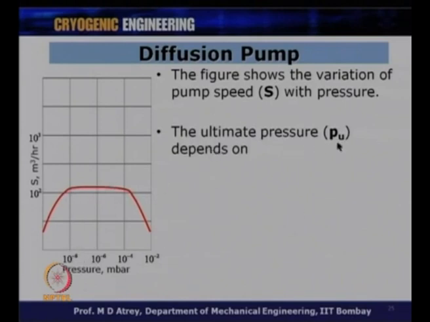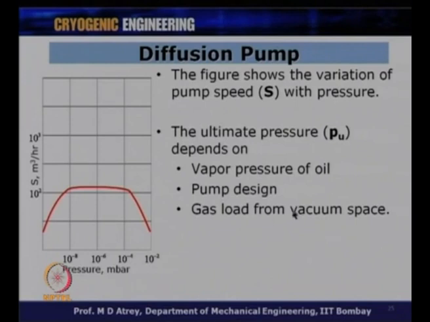The ultimate pressure PU, what limits this pressure is basically the vapor pressure of oil. At what particular pressure the oil gets evaporated, what is the vapor pressure of oil, that also will decide the limitation on the pump pressure. Then pump design, of course, what particular pressure it has been designed for, and again the gas load from the vacuum space. If you have a very high gas load to be removed, it will take a lot of time first, and you cannot reach very low vacuum in those cases.